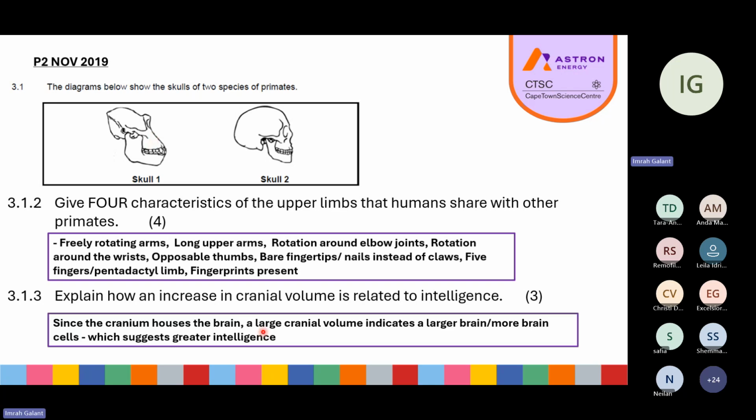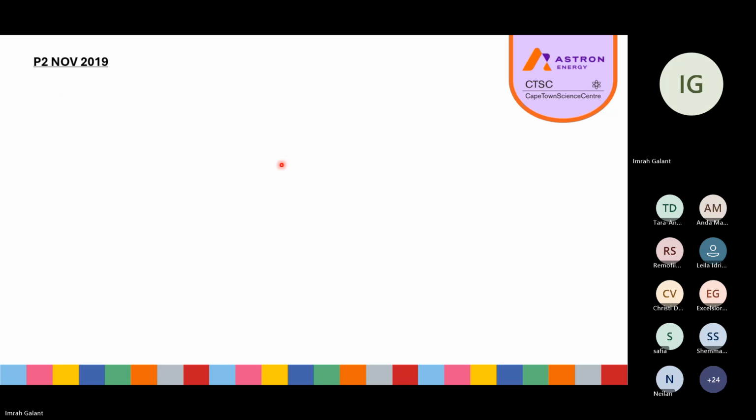So basically it also says a large cranial volume indicates a larger brain or more brain cells, which indicates a greater intelligence. Again, a larger cranial volume indicates a larger brain, as compared to a smaller cranial volume, which indicates a much smaller brain. Okay, so next question, guys.